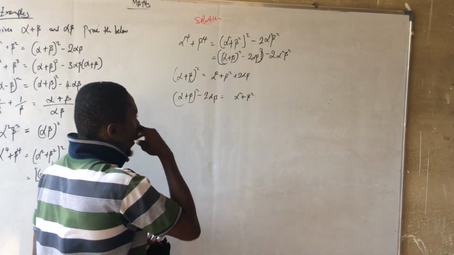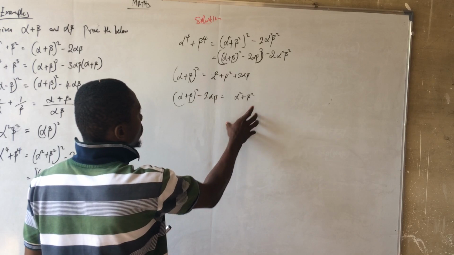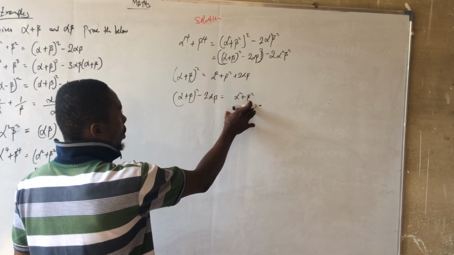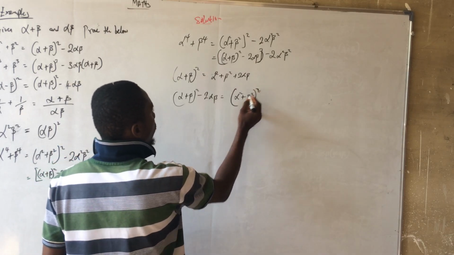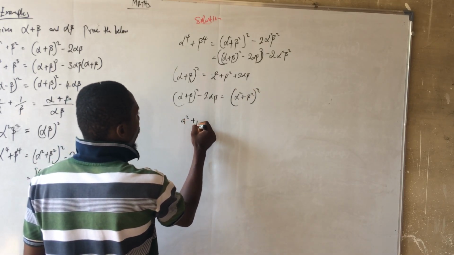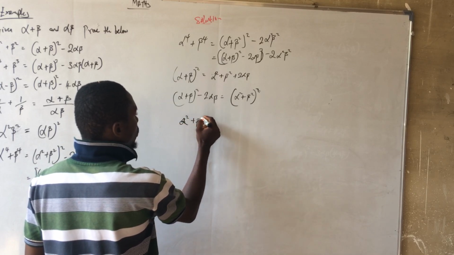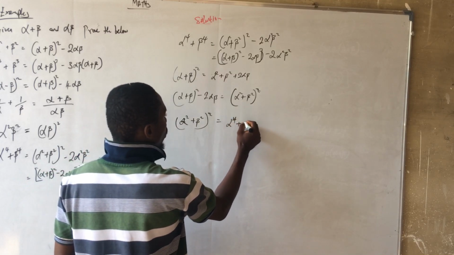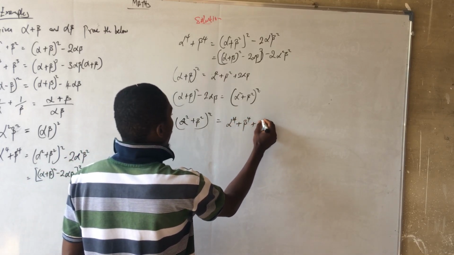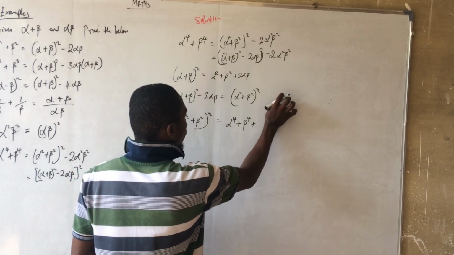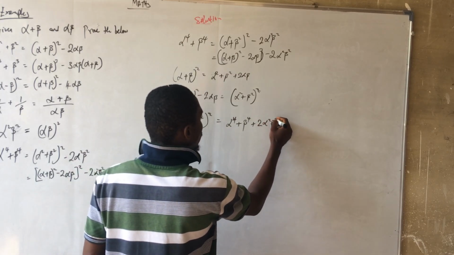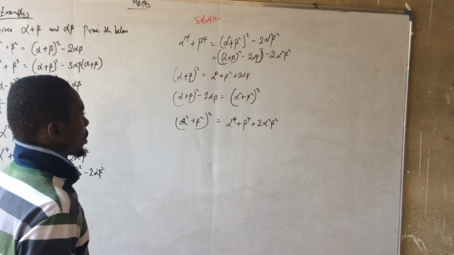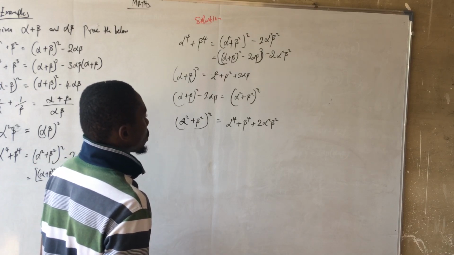So here now we have this. This is equal to this. So if I square this again, if I have alpha raised to the power 2 plus beta raised to the power 2, all squared, I'll have alpha raised to the power 4 plus beta raised to the power 4 plus 2 alpha squared beta squared. So this is what I'm going to get, right? Yes, this is what I am going to get.